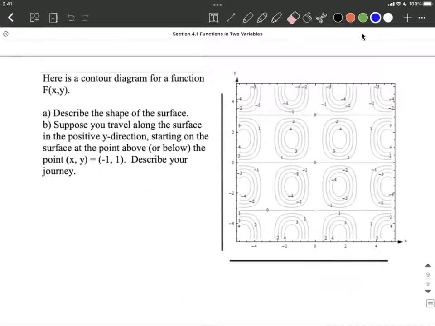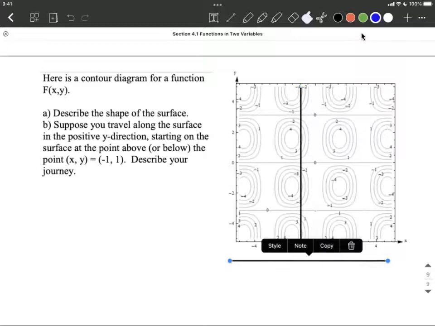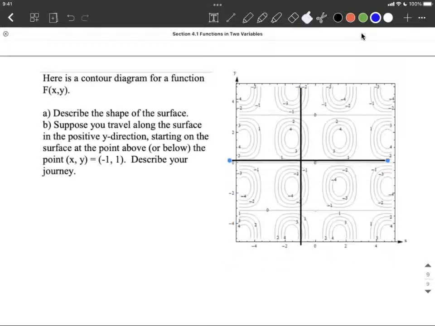And then last question here. Suppose we travel along the surface in the positive y direction starting at the point -1, 1. So let's first locate an x value of -1. Looks to be right about here. And a y value of +1. So we go from 0, +1 is going to be right here. Describe your journey if you move in the positive y direction.